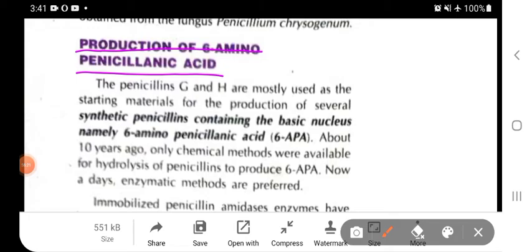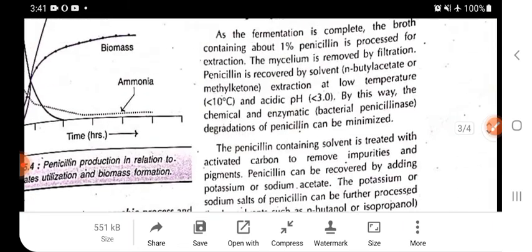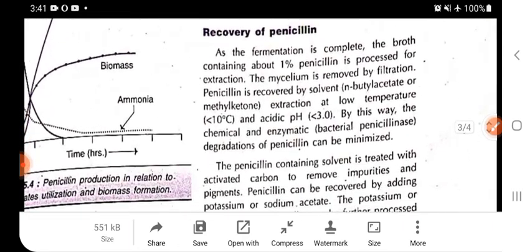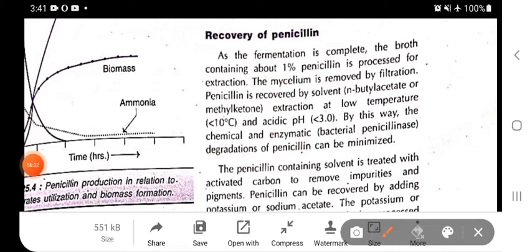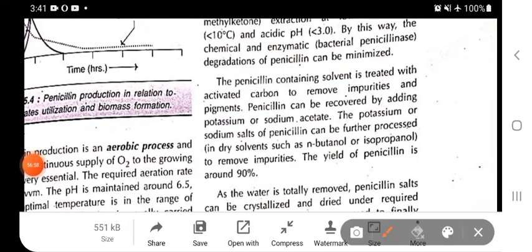What is it saying here? I hope you have understood how the penicillin is recovered. Again I'm repeating for you to understand. After fermentation, the penicillin is recovered by using a solvent like butyl acetate or methyl ketone to dissolve it, so that we can prevent the penicillin from getting degraded. Then finally, the impurities found in the penicillin are removed by using activated carbon.